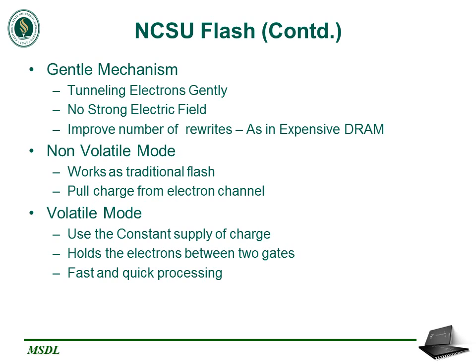Now, because of its design, this entire device can work in a volatile mode and a non-volatile mode. In the non-volatile mode, when there is storage of charge at the bottom floating gate, it pulls the charge from the electron channel. In the volatile mode, on the other hand, there is a constant supply of charge, as I explained earlier, and it holds the charge between the two gates by dividing the electrons between them. This makes the system faster and quicker.